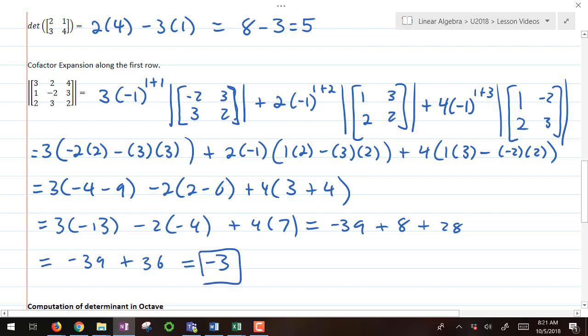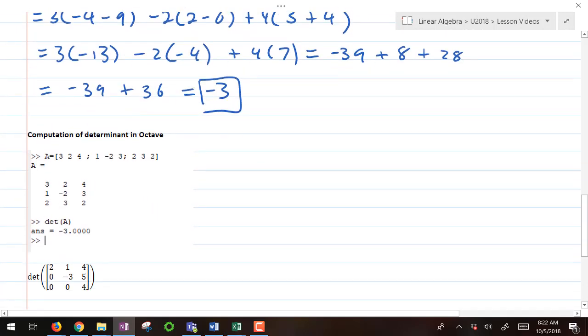Now, you can do that same operation along any row or any column. I would encourage you to verify this by doing a cofactor expansion, say, along the first column. That would be 3 times the minor, and that piece will be the same. And then plus 1, and then you'd have these 4 making up your minor, and so on and so forth. And you should get the same values. It's a good way to check you understand how to do cofactor expansion.